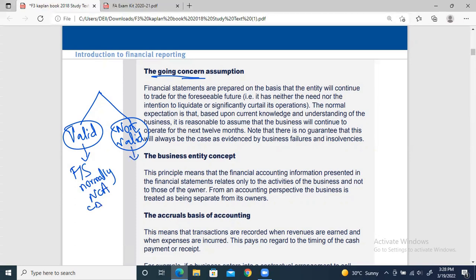But if it is non-valid, we have to basically do one change. We have to create the financial statements on a breakup basis, right? And on breakup basis means we have to exclude any kind of non-current things. We only include current assets and current liabilities. Everything is current, because obviously if it is not valid, this means that the company is not confident in operating for the next 12 months. That means everything will become current over here. Okay, the rest you can read from here if you want.